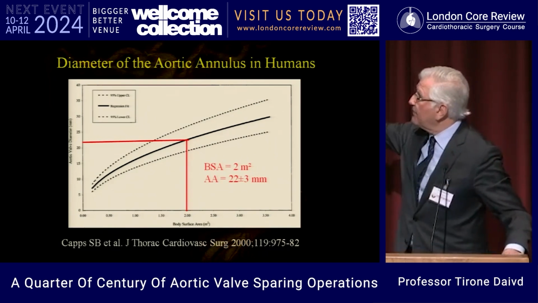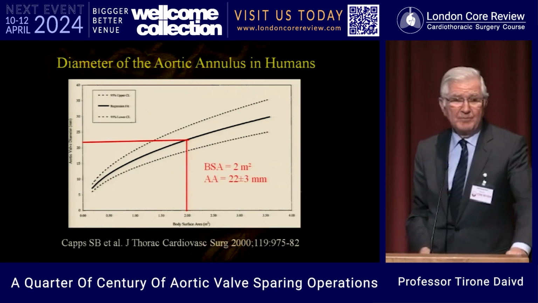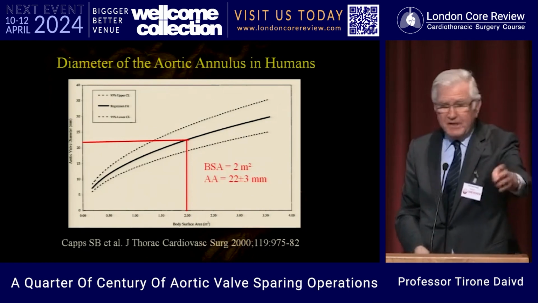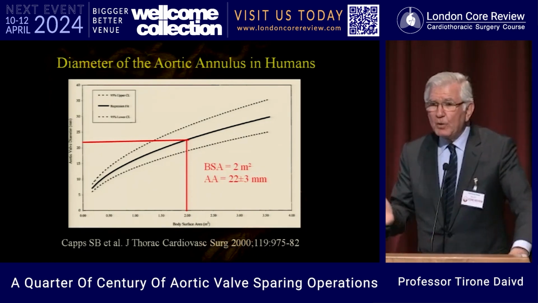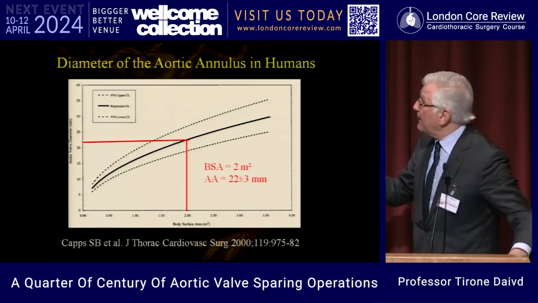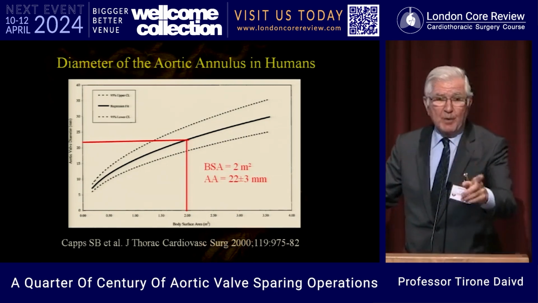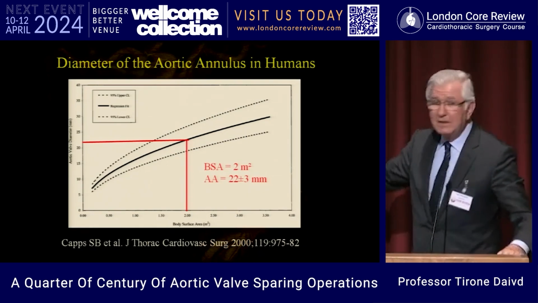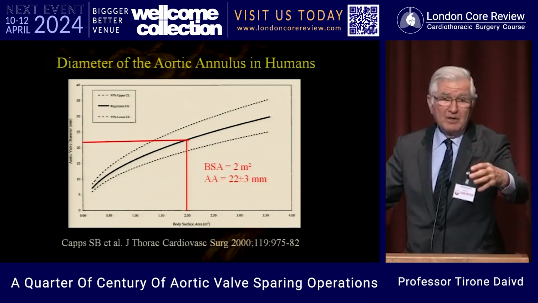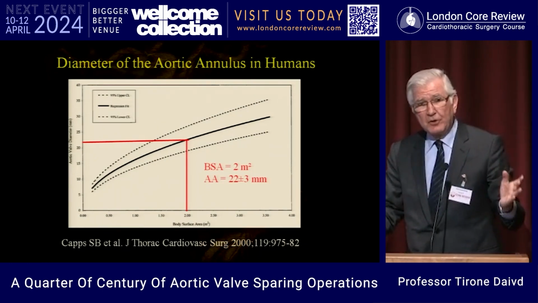That graph you should have in our operating rooms. You ask the perfusionist, what is body surface area? She has 1.8. What's normal annulus? Well, normal annulus for 1.8 is 21 plus or minus 3. So if the annulus is up to 24 or down to 17, that's normal.